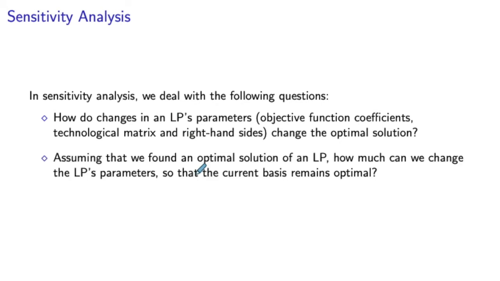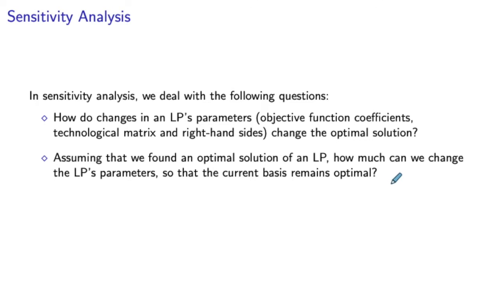And then, assuming that we already solved the LP, the question is, how much can we change the LP's parameters so that the current optimal basis remains optimal? The optimal basis essentially determines which of the LP's constraints will be active at the optimal solution. And if it doesn't change, then computing the new optimal solution will be relatively easy, even if the solution itself does change. And therefore, we don't need to solve the LP from scratch if the changes do happen.